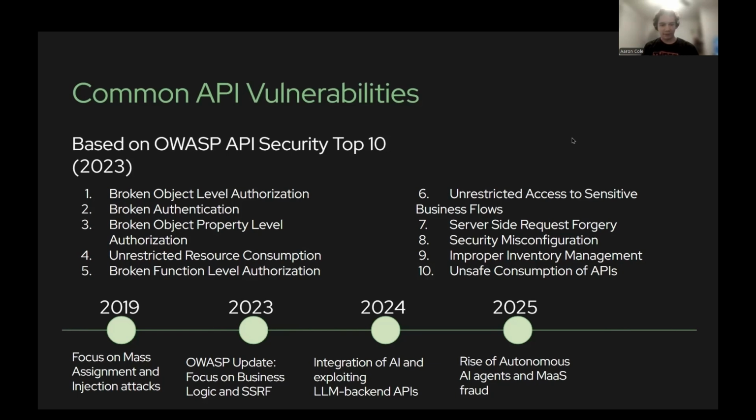At the bottom, I have just some special points through time. 2019 was a focus on mass assignment and injection attacks. 2023 was the OWASP update, which focuses more on business logic and SSRF. 2024 is the integration of AI, where attackers are now exploiting LLM backends. And then 2025 is more the rise of autonomous AI agents and MAAS fraud.